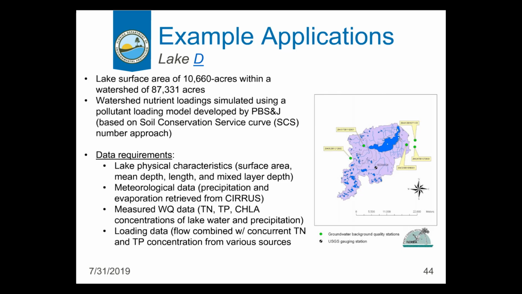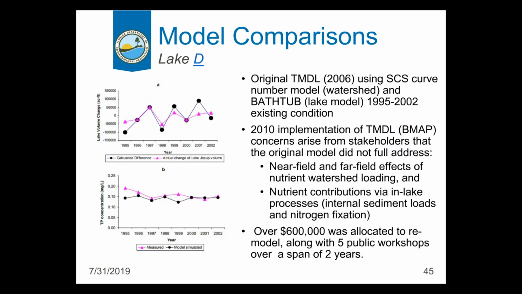These were considered in a loading estimation. Again, this lake is a 10,000 acre lake with an 87,000 acre watershed. Again, we used that curve number to look at some of our pollutant loadings, and again, looking at physical characteristics, meteorological data, and such that we've used in previous water bodies today. Within the model comparison, this one was originally developed in 2006. And like I said, we used that curve number and then the lake model and simulated from 1995 to 2002.